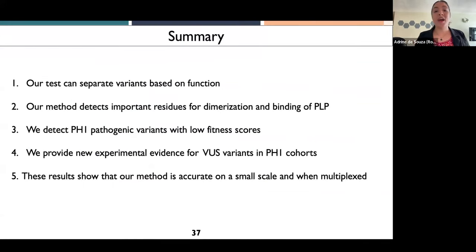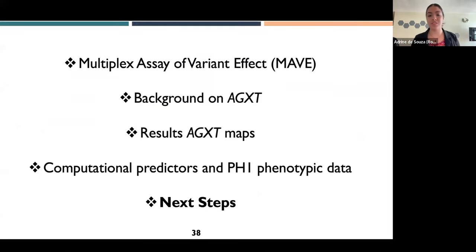So finally, I was able to show today that our test can separate variants based on function, that our method detects important residues for either PLP binding or dimerization, and that we detect PH1 pathogenic variants as having low fitness scores. We also provide new experimental evidence for VUS variants in PH1 cohorts. These results together show that our method is accurate not only on a small scale, but also when multiplexed in different background contexts and different cofactor contexts.